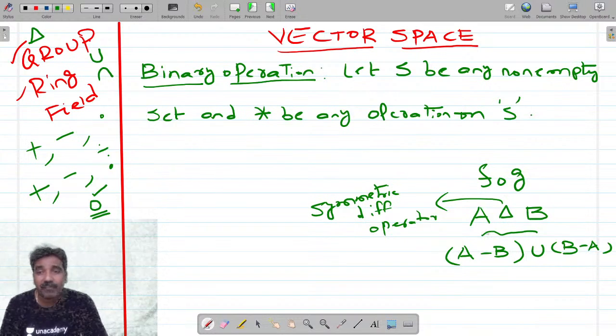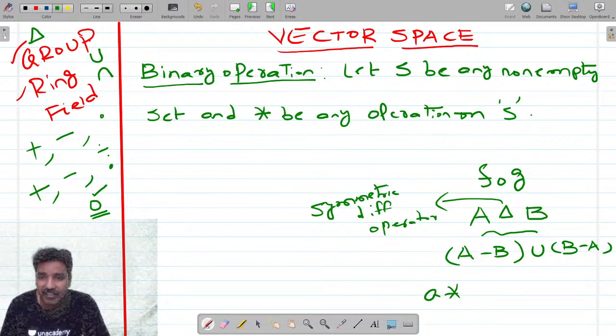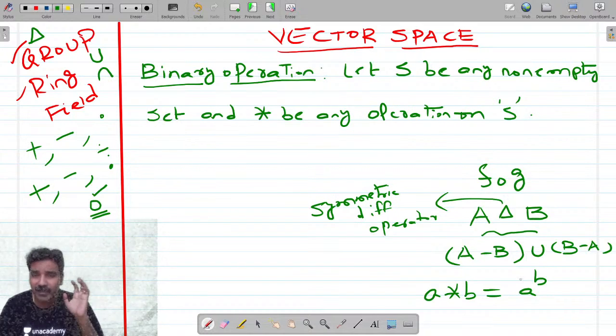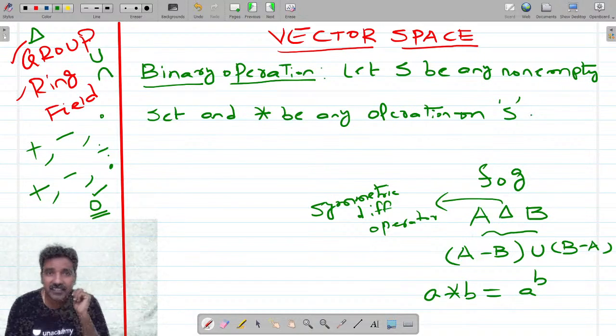Suppose if the elements of S are some different elements, sometimes I can define an operation like this, A star B equal to A power B. This is my own notation. I think the point is very clear. So don't think that S is a subset of real numbers and star is a normal multiplication. Elements of S can be anything, star can be anything. The point is clear, right?